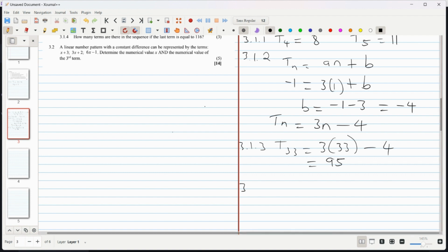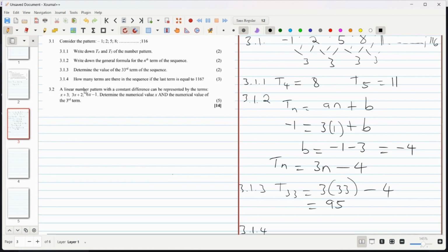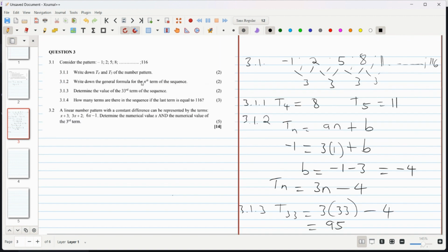For 3.1.4, they want us to determine how many terms are in the sequence if the last term equals 116. So we can see here the last term equals 116.